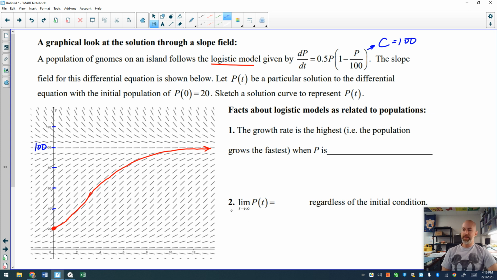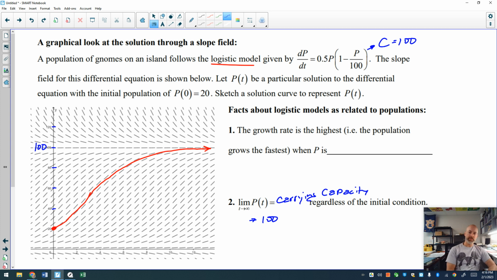You're going to trend towards that population carrying capacity, which is actually, I'm going to jump down here to number 2. It says limit as t goes to infinity. If time goes on forever and you are in a logistic model population, your population will always trend towards the carrying capacity, regardless of the initial condition, regardless of your initial amount. And so in this case, we will always approach 100.